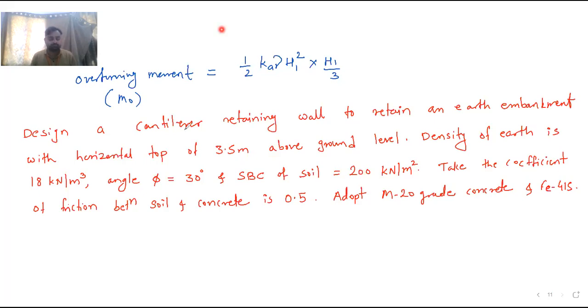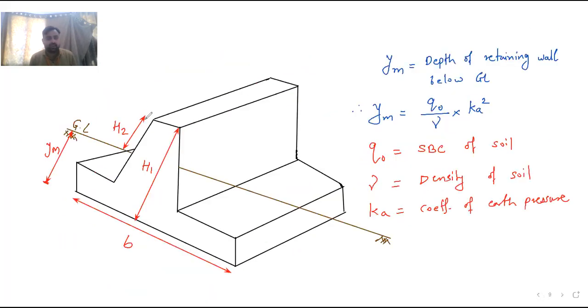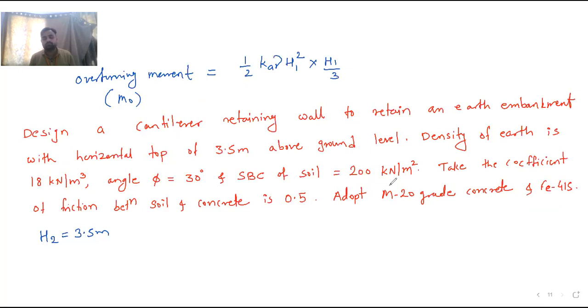Here, first, H2 is given to us. H2 is equal to how much? 3.5 meter. H2 means, here you can see H2, this height is given above the ground level. Above the ground level, the height of the retaining wall, we are using the notation H2. So above ground level height is known to us, 3.5 meter. Then gamma, density of soil, 18 kilonewton per meter cube.